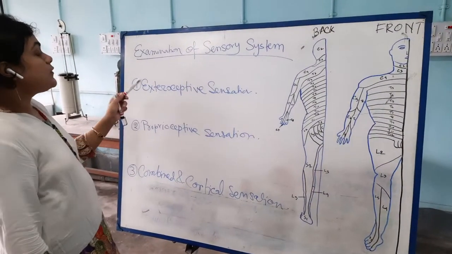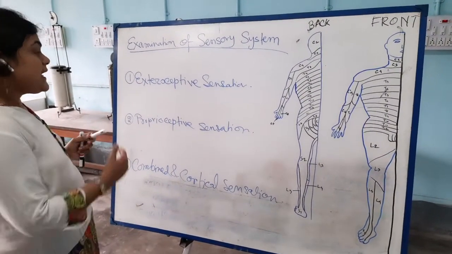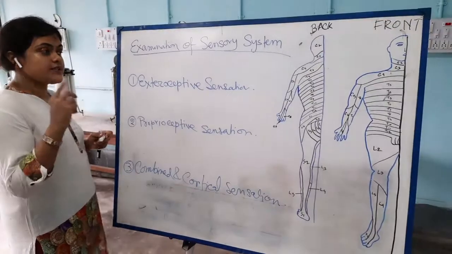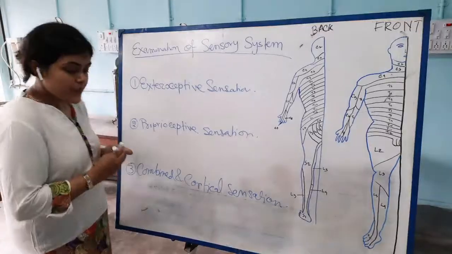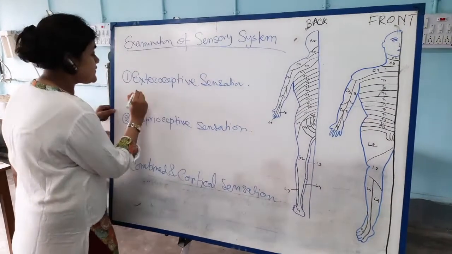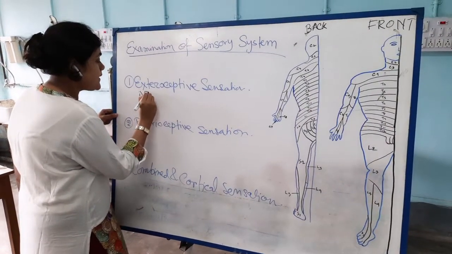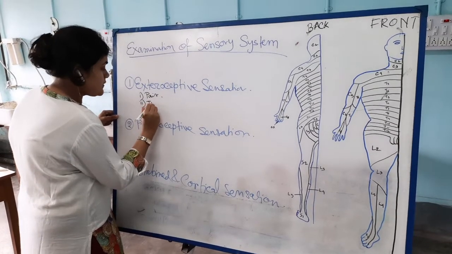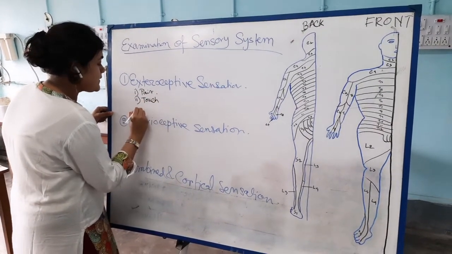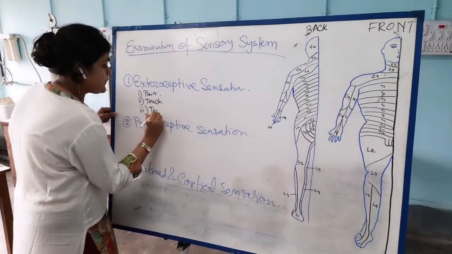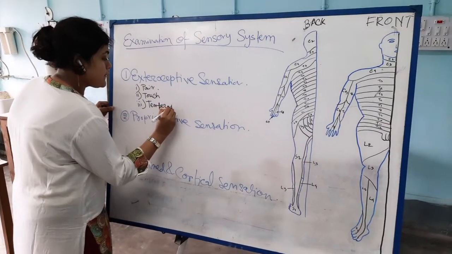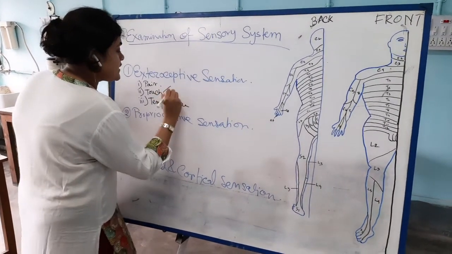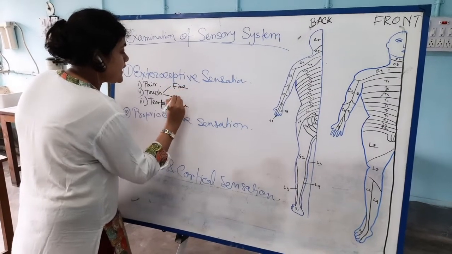So what are the exteroceptive sensations? As the name implies, the source here is present outside the body. So there are three types of sensation in this group: pain, touch and temperature. And in the touch there is fine touch and crude touch.